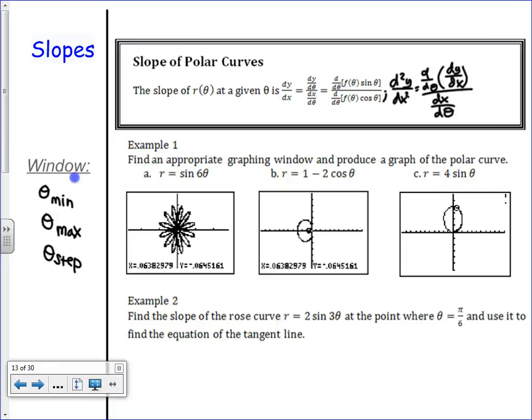If you look at window, you saw 6.28, right? Oh, right here. 6.28 because theta is 0 to 2 pi. So that's why it's good for radians, bad for degrees. Okay.